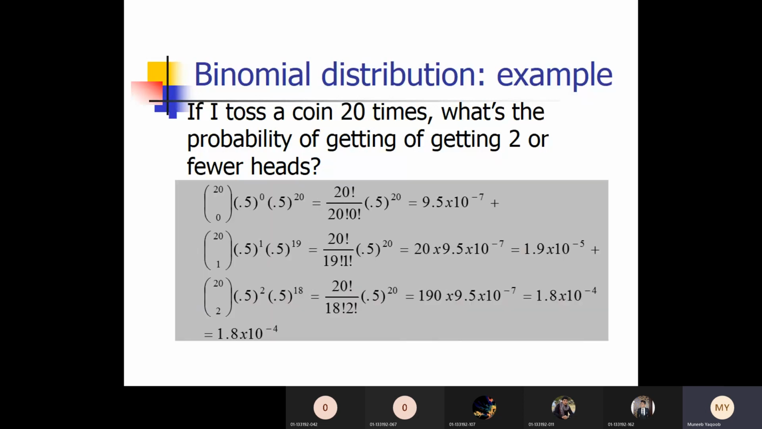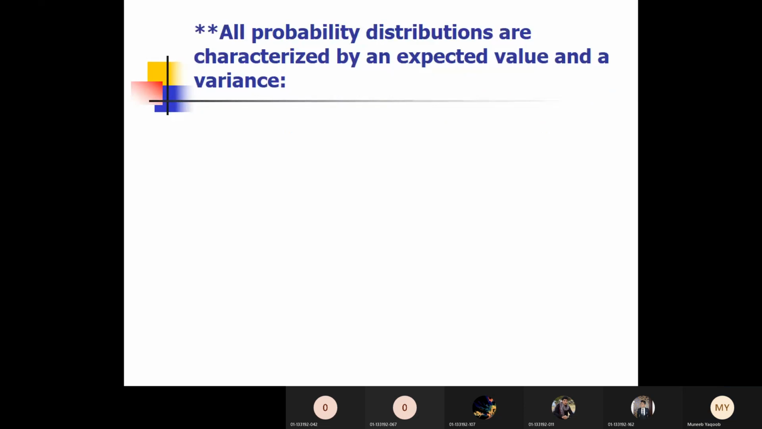So you can see that for 0 number of heads, we have written 20C0, 0.5 power x, that is 0, and 1 minus 0.5 power n minus x. Similarly, for number of heads equal to 1, we will write 20C1 into 0.5 power 1 into 0.5 power 19. And similarly, for 2 heads, we will write 20C2 p power 2 into q power n minus 2. And hence, we will sum up all these probabilities and we will get the final result.